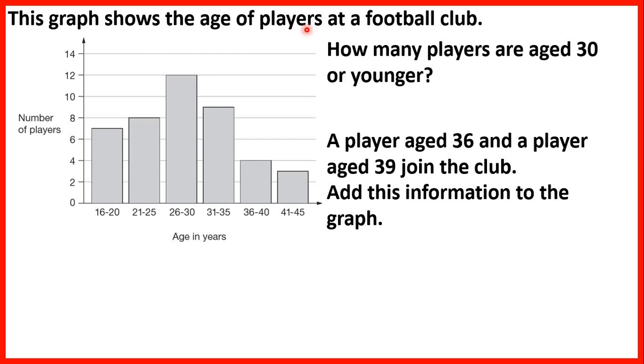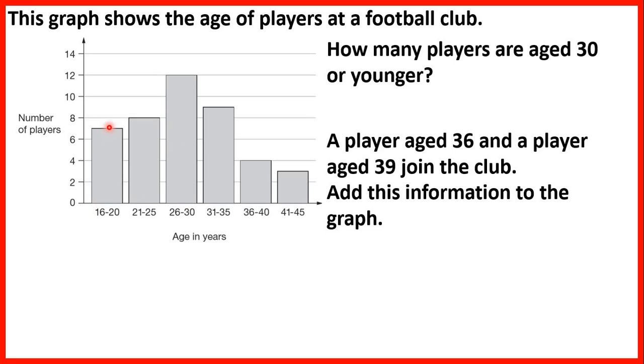This graph shows the age of players at a football club. How many players are aged 30 or younger? So from the bar chart, we can see that we have the age in years along the bottom. So this bar, 16 to 20, will be players younger than 30, but so will this bar for players of 21 to 25, and this bar, which is for players from 26 to 30. So we need to find the total of these 3 bars, because these are all bars for players who are 30 or younger.